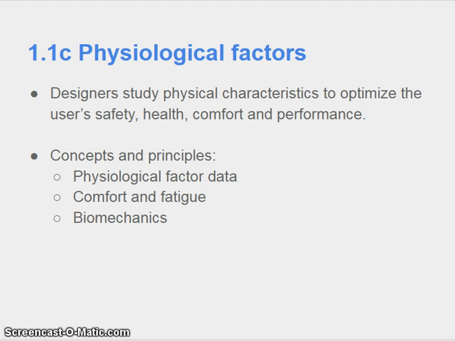There are physical characteristics of the human body, like we were talking about. Physiological factor data, comfort and fatigue, and then biomechanics. Biomechanics are like, what's the average hand strength, what's the flexibility in your fingers, your neck, your arms, your legs. All of those are taken into consideration to improve the performance of a particular design.